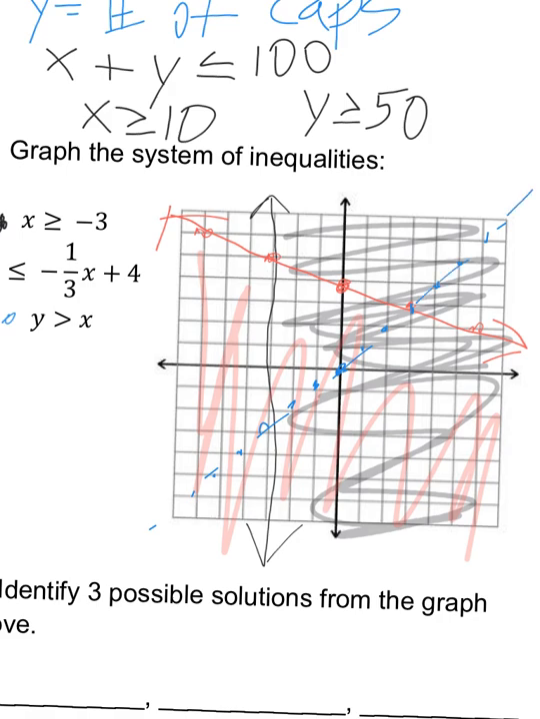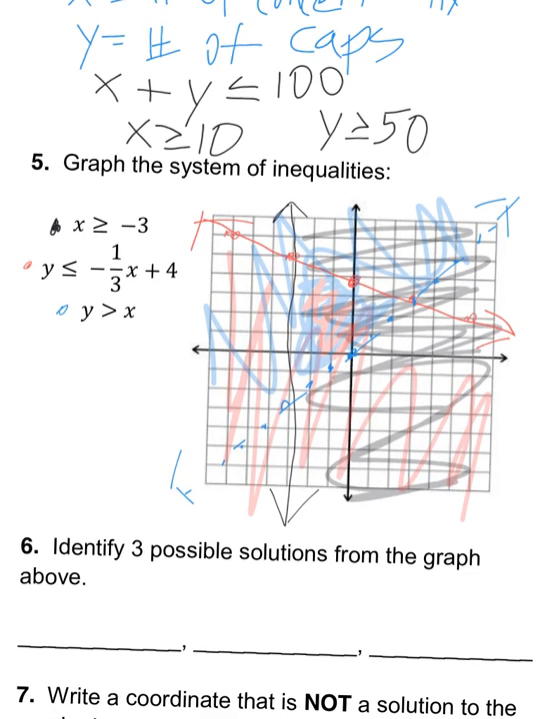And then it said it was greater than, right? So I'll shade up. And then it looks like this little triangle right here is my common shaded area. That's where I see red, black, and blue right there. So yeah, that's all there is to number 5.